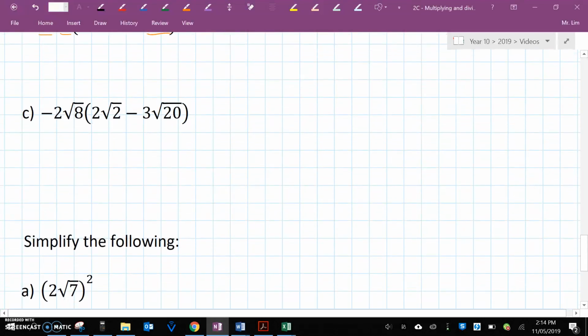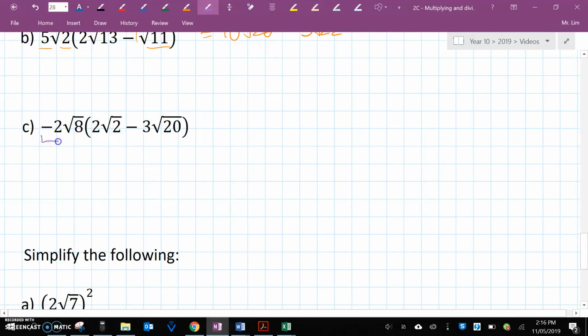Question C. Minus 2 times 2 is minus 4. Root 8 times root 2 is root 16. Minus 2 times minus 3 is positive 6. Root 8 times root 20 is root 160. Okay, 8 times 20 is 160. What's the square root of 16? The square root of 16 is 4. Therefore, we have minus 4 times 4, which is minus 16, plus.